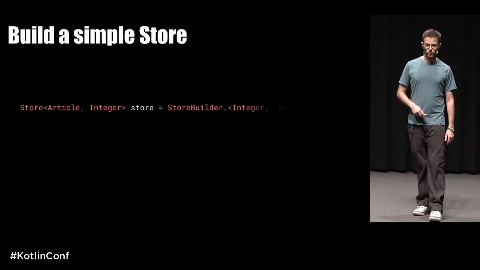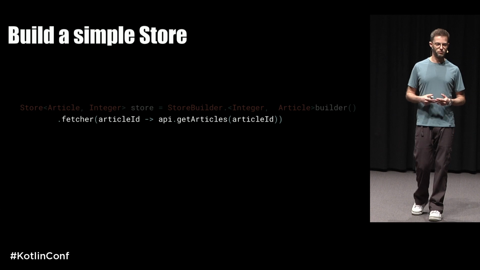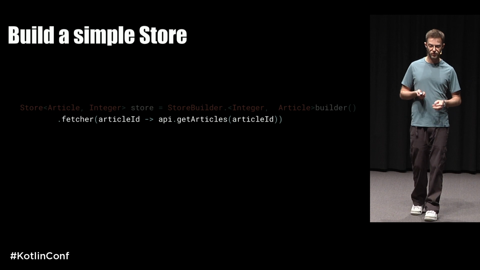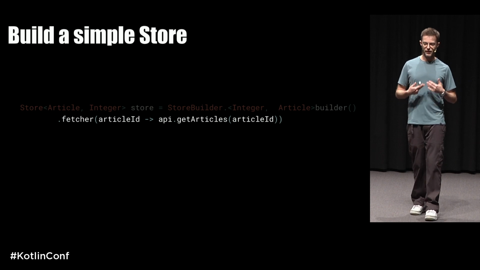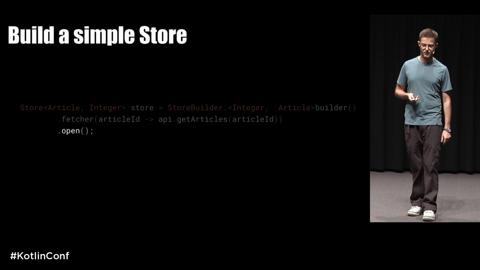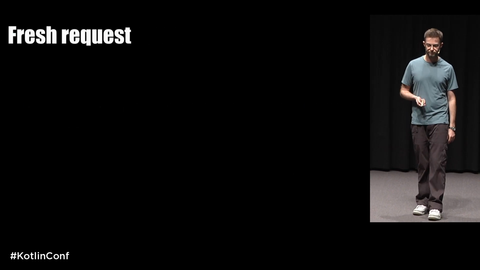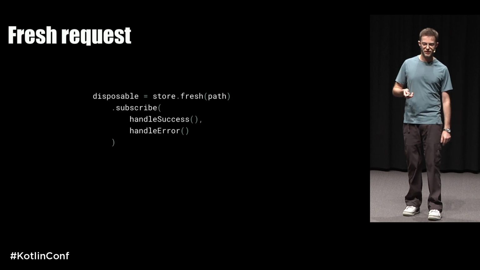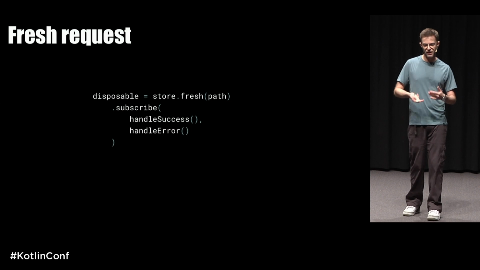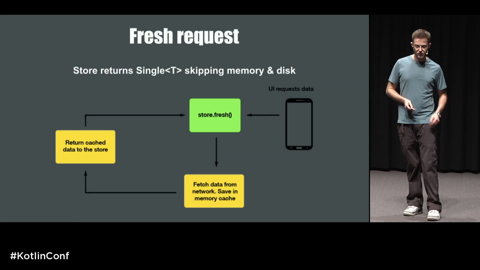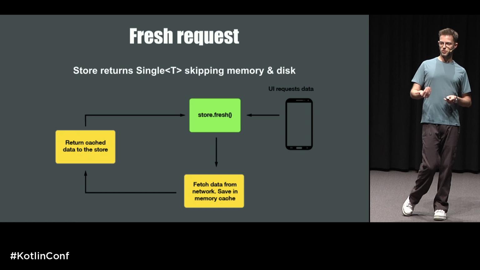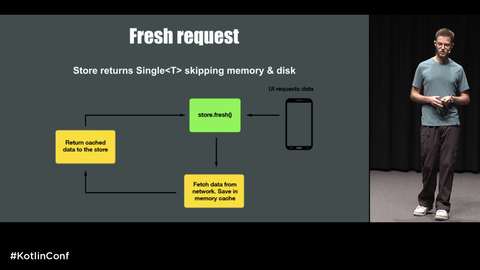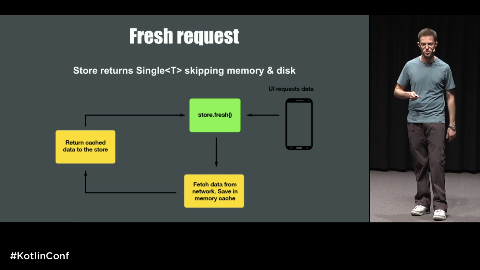The way we used Store was by building stores that were wrappers around some network client. You would pass it a key, in this case an article ID, and it would return to you a single of whatever the response is. So once you open your store, you can then start making requests to it. You can make a fresh request, passing your key, subscribe to the result, just like any other observable. The only difference between what we were doing with Store and what we were doing with just the network clients is that when you fetch the data from the network, we were saving it to a memory cache and then returning it to the user.